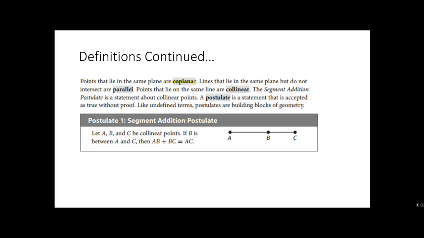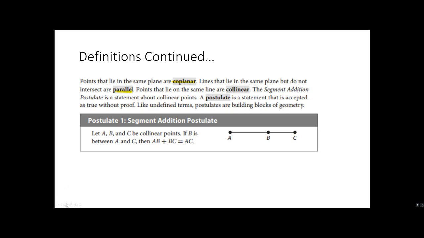Coplanar. Basically, you have points on the same plane. They coexist on the same plane. So coexist, planar, plane. Lines that lie on the same plane that do not intersect are parallel.